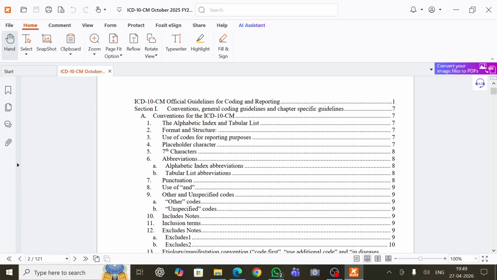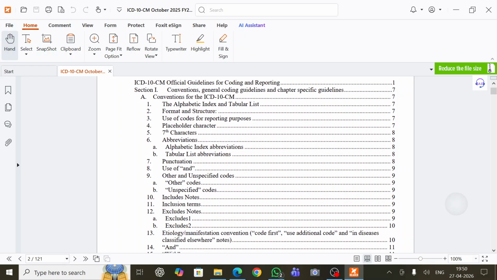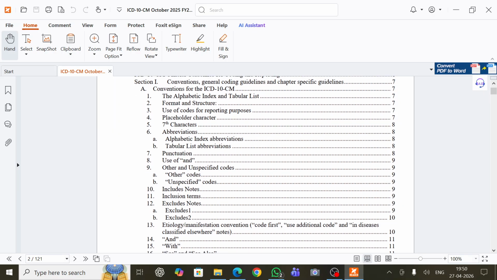Firstly, in the ICD-10-CM official guidelines there are four sections, and the first section covers three parts. The first section is the major part of the ICD-10-CM. The others are just a basic overview of what you will see in the patient report. So in the first section there are the conventions, general coding guidelines, and chapter-specific guidelines. These are the major parts. First, the conventions are general.